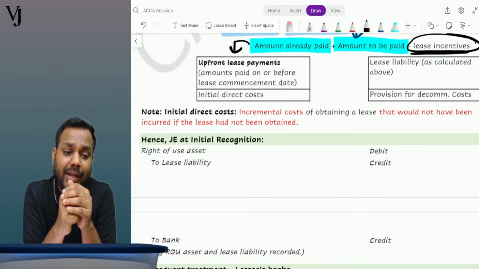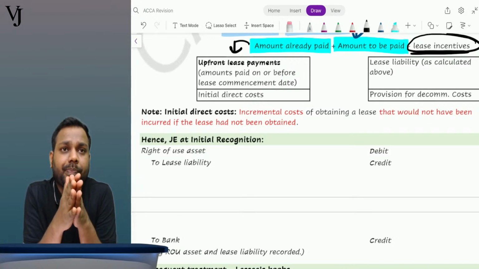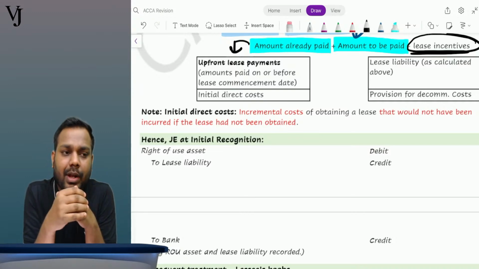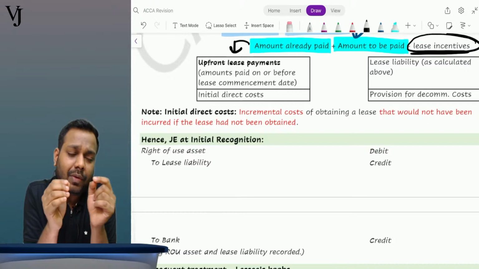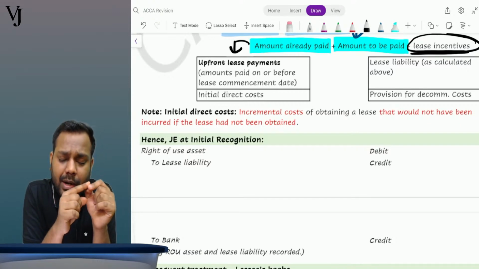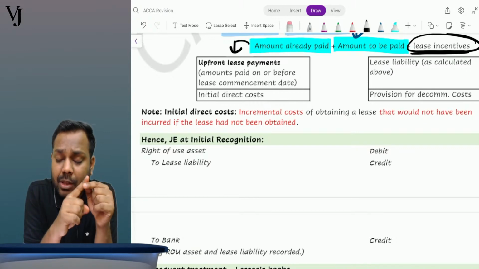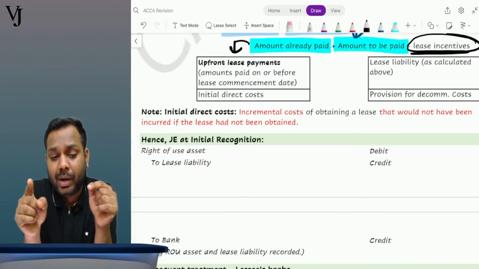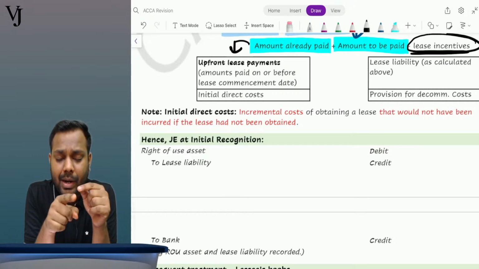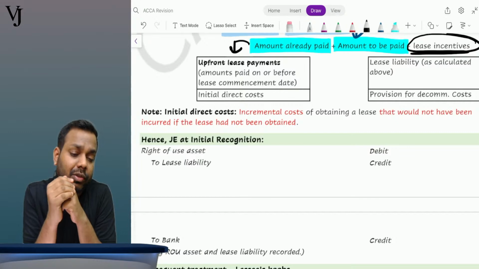Let's suppose you have taken a flat on rent on 1st of April. If you are paying the rental for the month of April on 30th April, it is called in arrears. If you are paying the rental for April on 1st of April, it is called in advance.